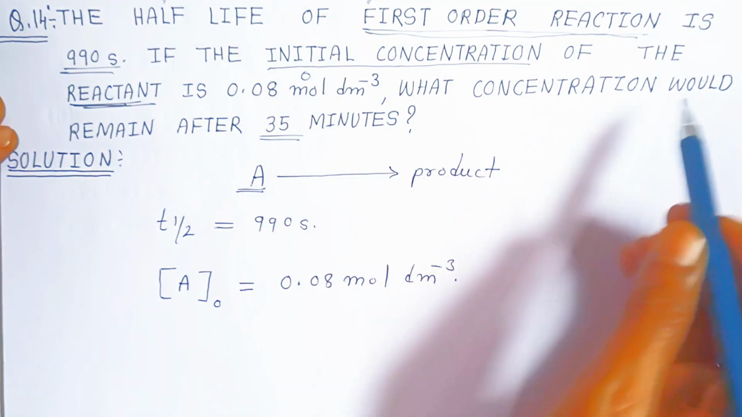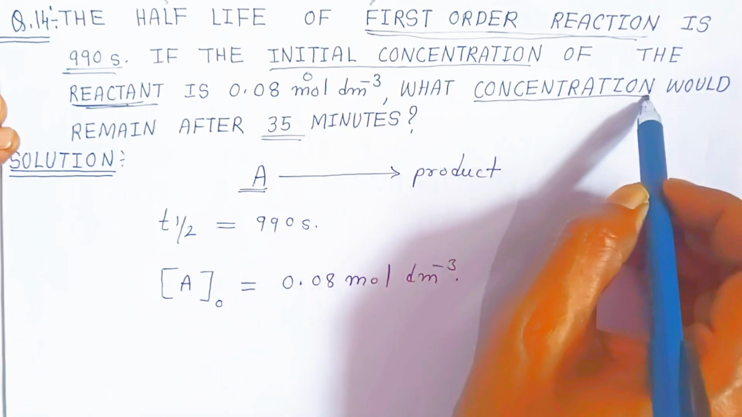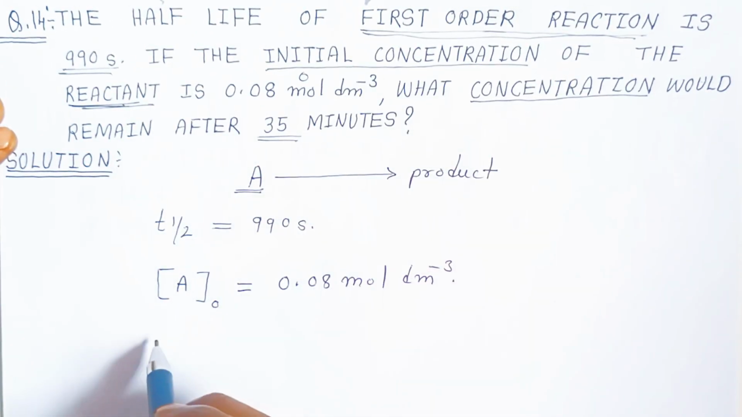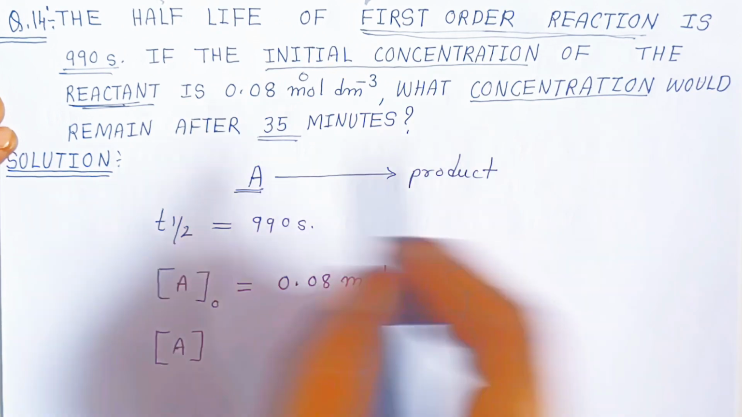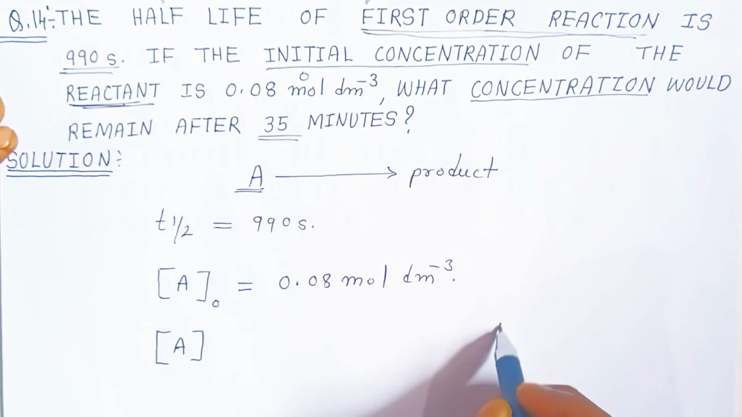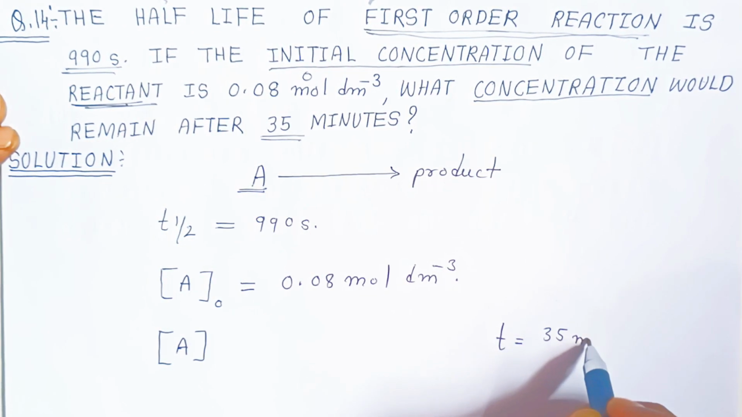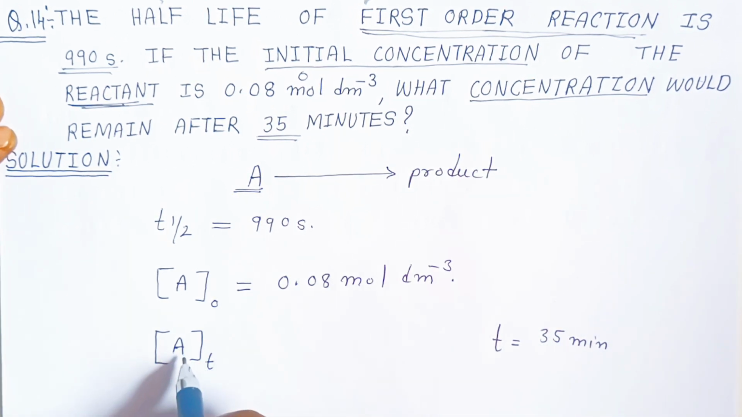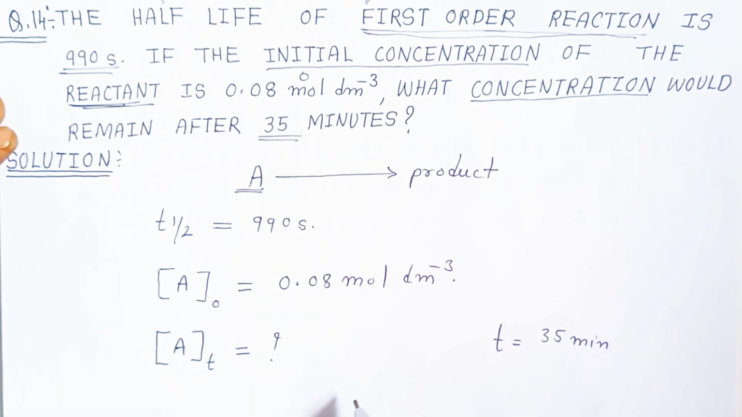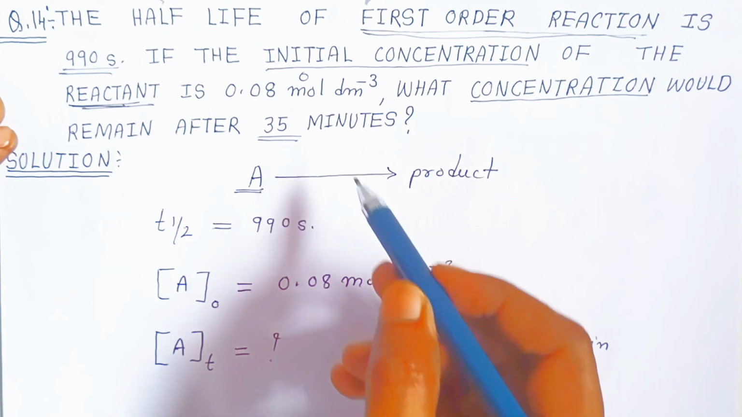What concentration would remain after 35 minutes? So students, he is asking the concentration of the reactant A when time t is given as 35 minutes. So we have to find the concentration of A at time t, that means at 35 minutes. Whatever is given, I have written here.